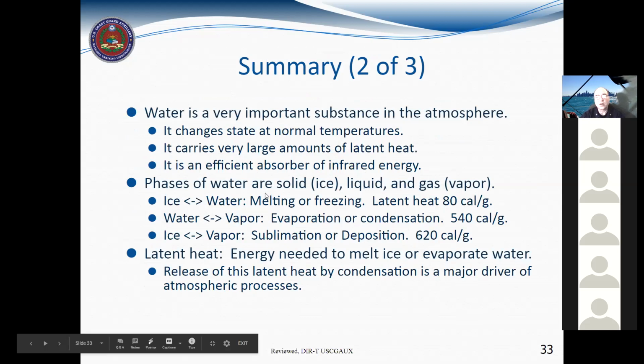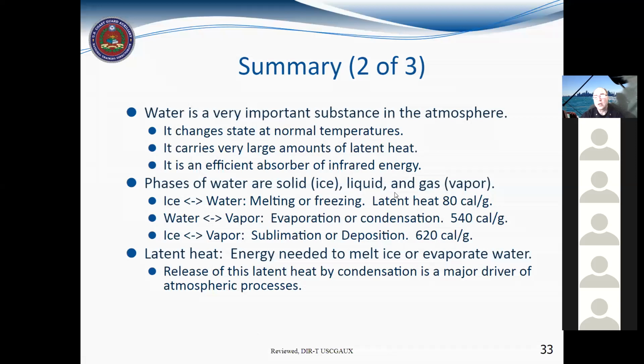Phases of water. Water can be solid, which would be ice, liquid, and gas, which would be water vapor. Between ice and water, you either have melting or freezing. So here the latent heat is about 80 calories per gram. But when you get water switching back and forth to vapor, there's a lot more energy. So that's called evaporation or condensation, and that's 540 calories per gram. And then you get the extremes, which is water going directly into vapor or vice versa, and that would be called sublimation or deposition, like it could deposit ice on something. So that takes these two numbers combined, 620 calories per gram.